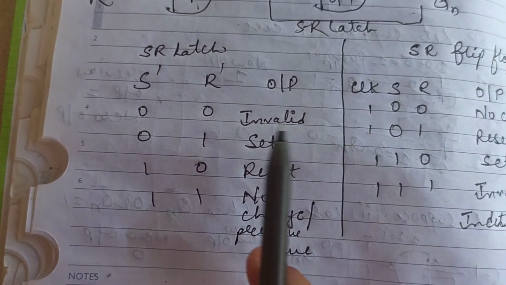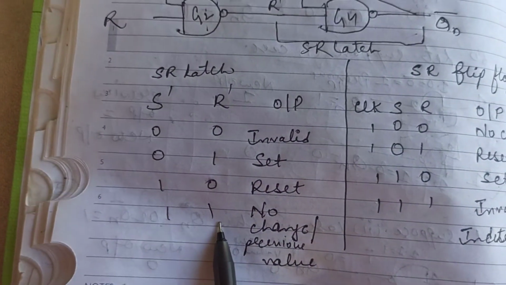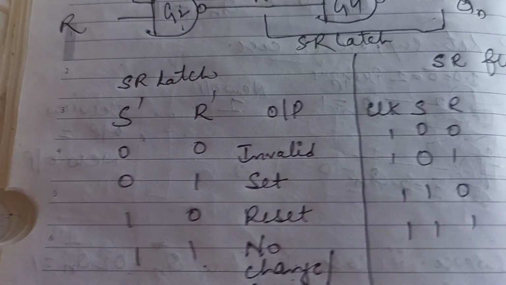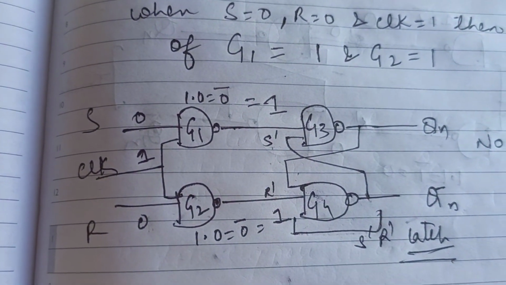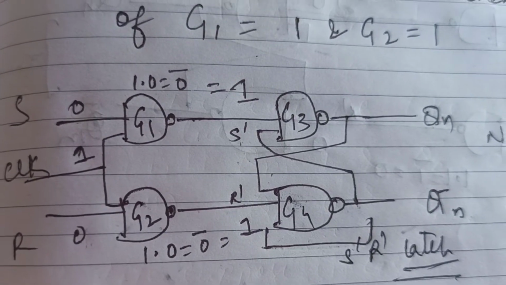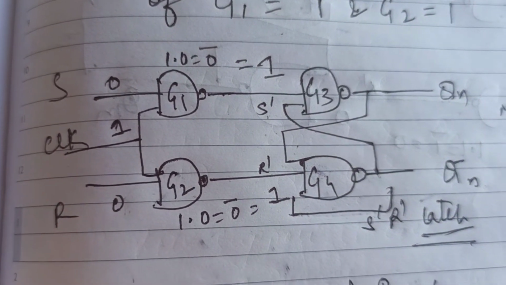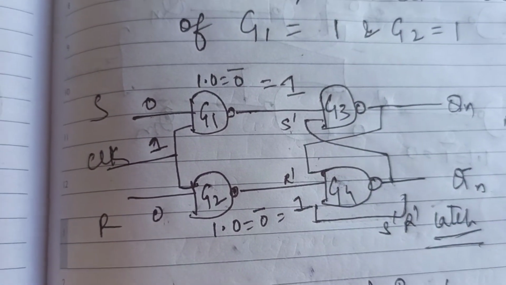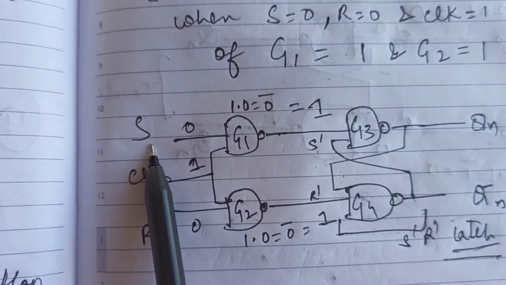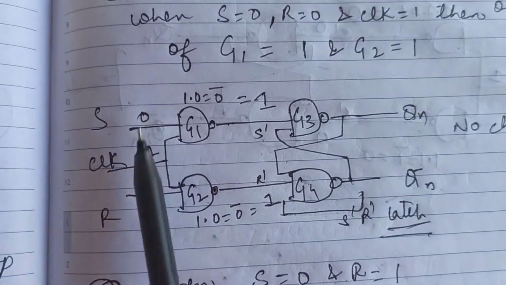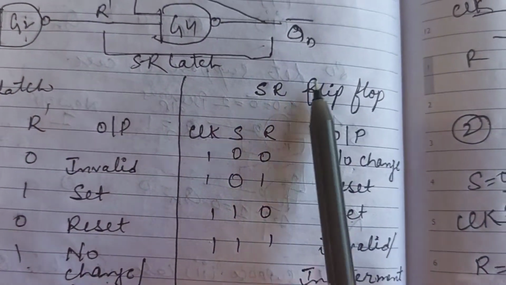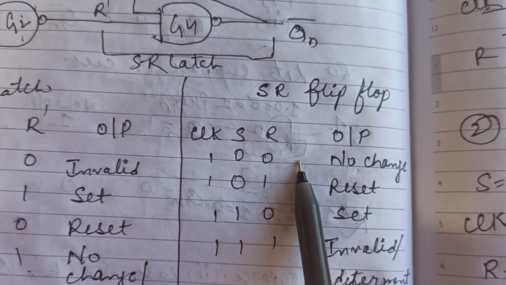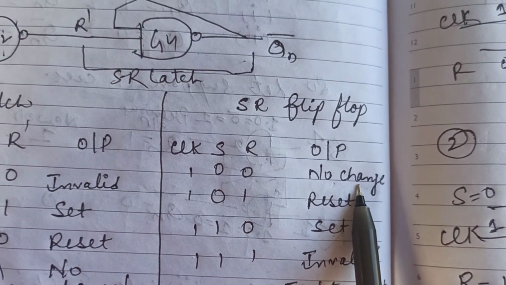And what will be the output? You can see here in this circuit. When the value of S dash equals 1 and R dash equals 1, then the output is no change. So we can say that the output is no change. When your main input S is 0 and R is 0, the main output is no change. So you can see this table. This is the table of the SR flip-flop. When S equals 0, R equals 0, then the main output is no change.